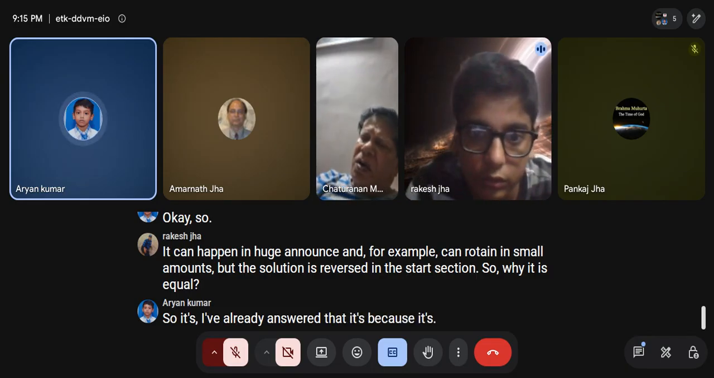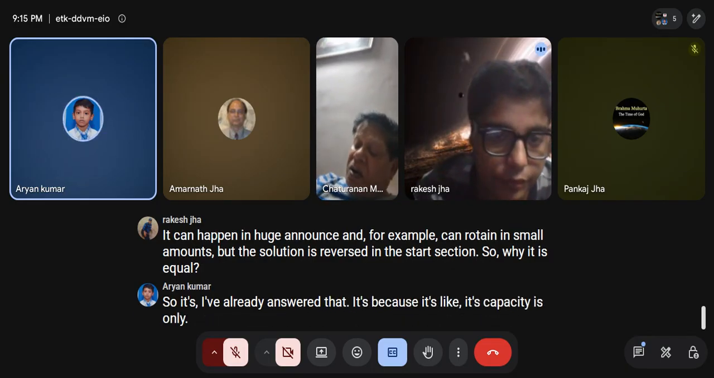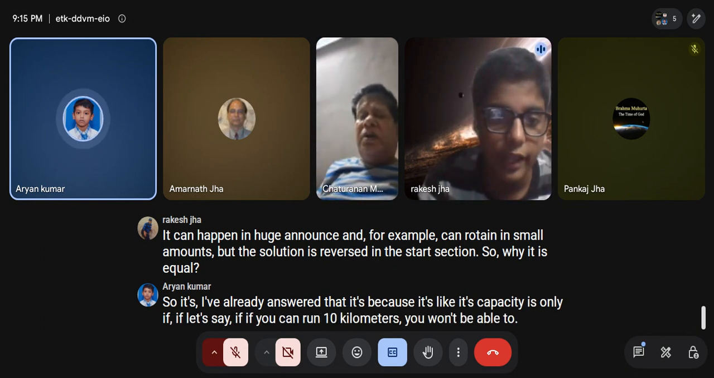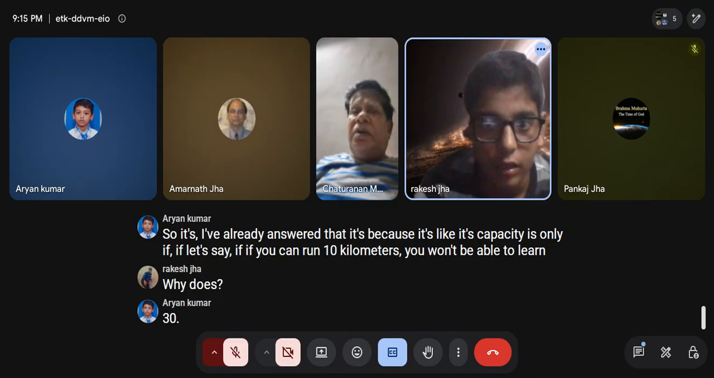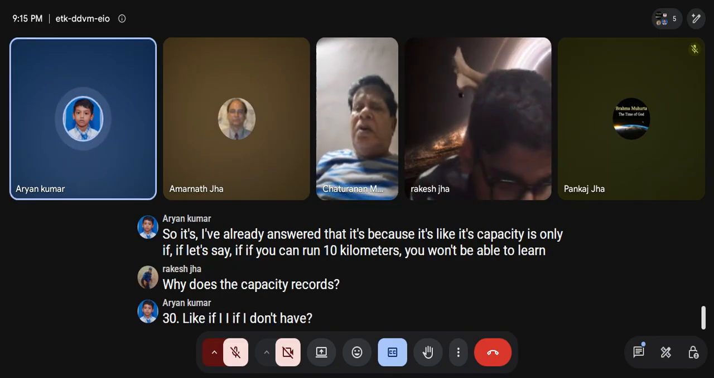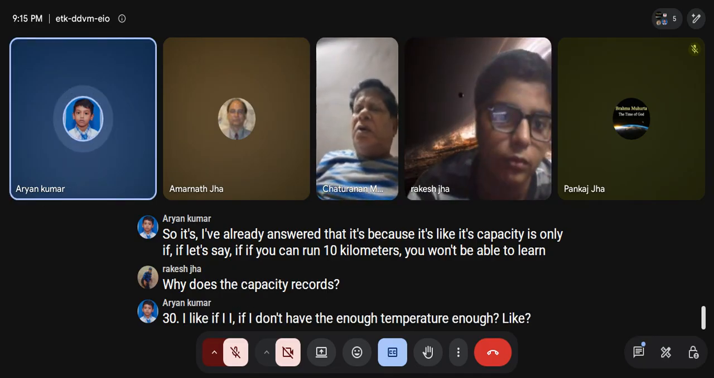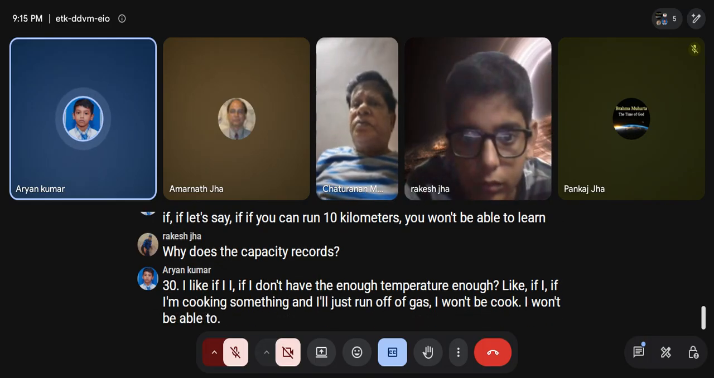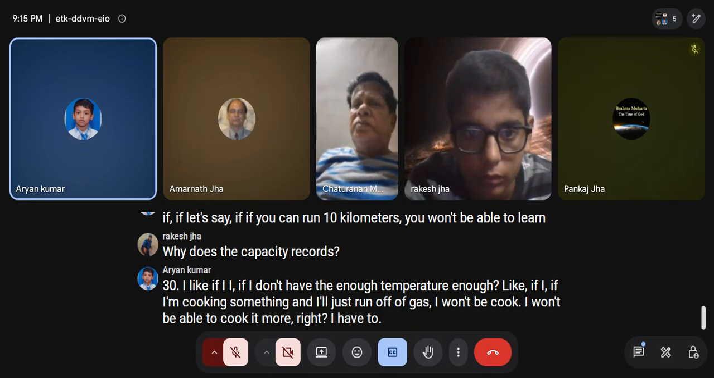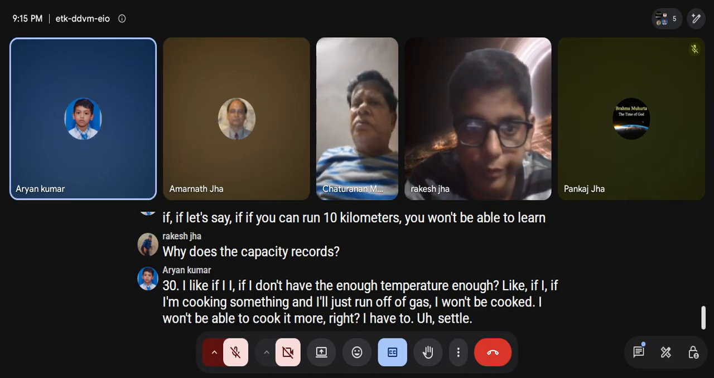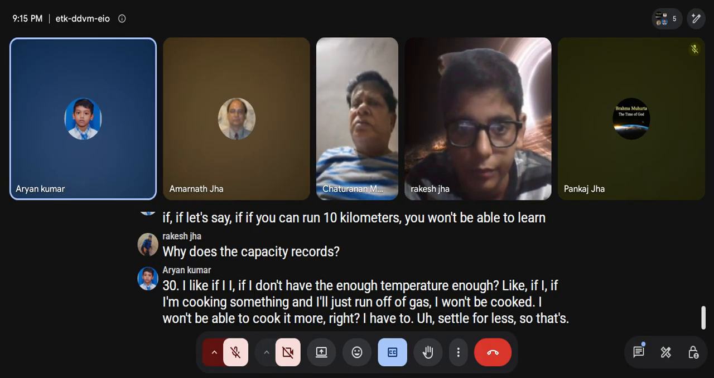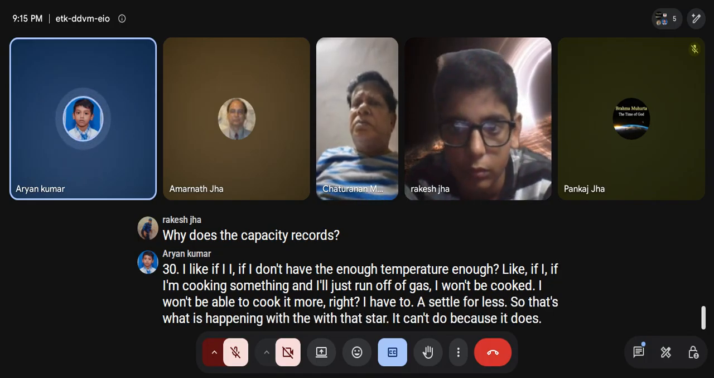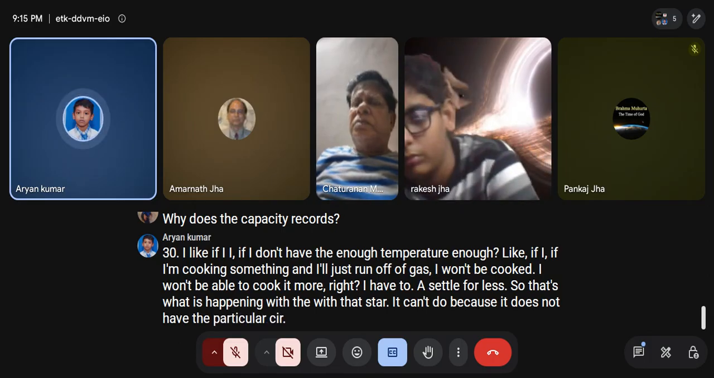It's because of its capacity. Let's say if you can run 10 kilometers, you won't be able to run 15. Why does capacity matter? If I don't have enough temperature, like if I'm cooking something and I just run out of gas, I won't be able to cook it more, right? I have to settle for less. So that's what's happening with that star. It can't do it because it does not have the particular circumstances to do that.